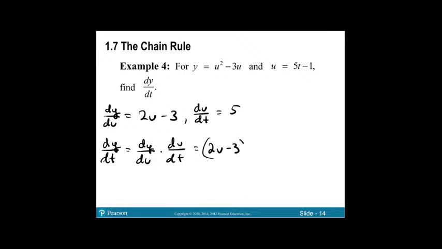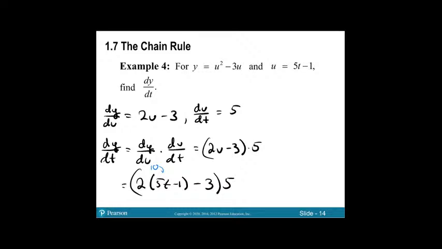But everything needs to be in terms of t, so we need to make that substitution. So this is going to be 2 times 5t minus 1, minus 3, and then all of that times 5. Let's expand this out. I guess this is a little bit easier than what I was about to do. Just do them separately and then do the substitution at the end. Let me distribute.